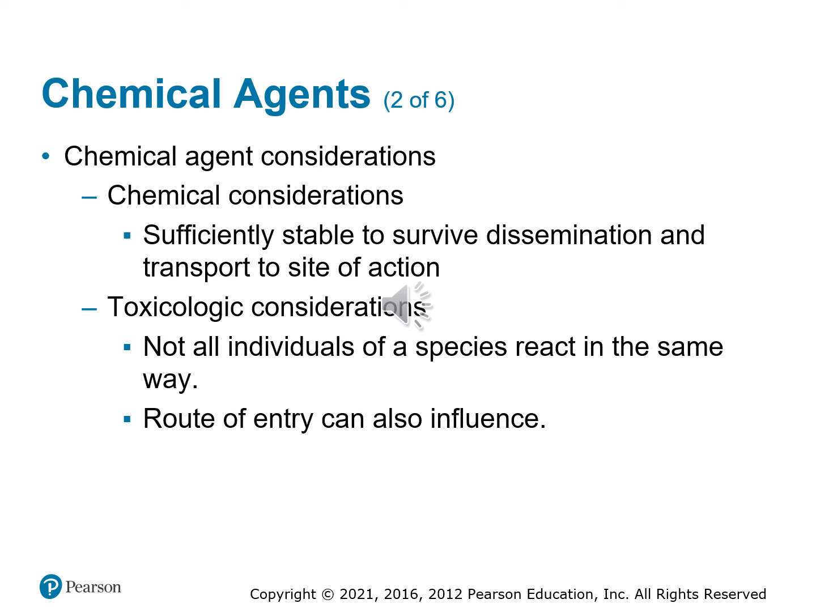Next thing to consider is the chemical consideration. And the only general characteristic of the known chemical agents is that they are sufficiently stable to survive dissemination and transport to the site of their action. And then you have the toxicologic consideration, and you need to understand that not all individuals of a species react in the same way. And the route of entry can also influence the consideration as well.